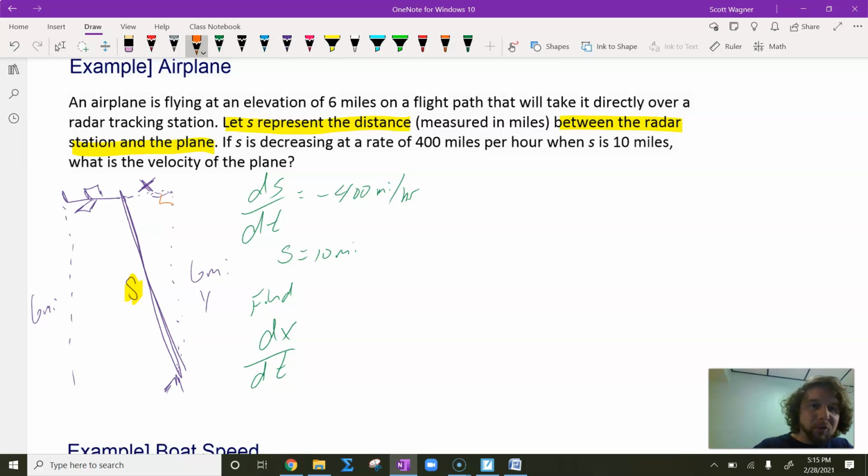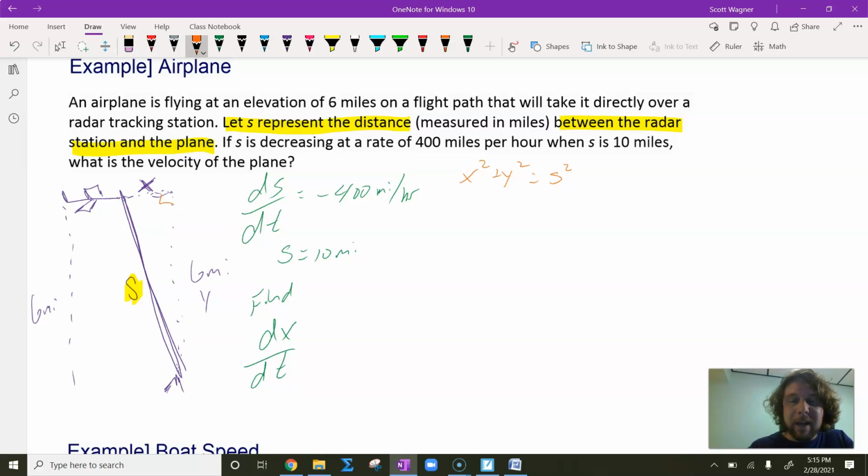I see a right triangle right here. So what I would do is use the Pythagorean theorem. I would say, all right, we've got x squared plus y squared is equal to s squared. Okay, and I can take that Pythagorean theorem and take the derivative of it.